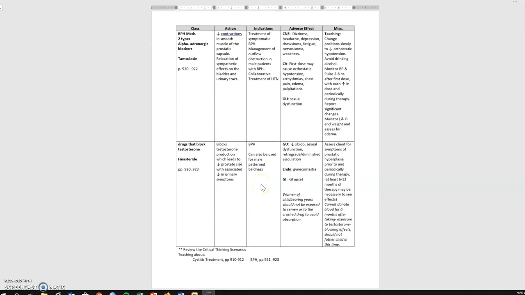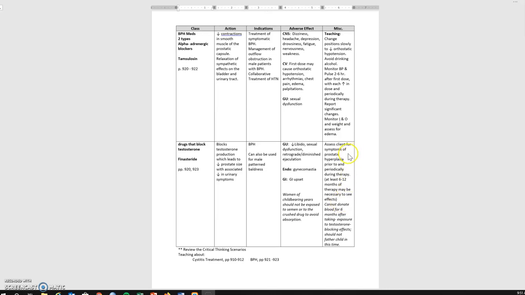Another drug that is used for BPH blocks testosterone, and finasteride is that drug. It decreases the prostate size, which helps decrease the urinary symptoms of BPH. This drug can also be used for male pattern baldness. Adverse effects are decreased libido and sexual dysfunction, gynecomastia, and GI upset. Women of childbearing years should not be exposed to semen or to the crushed drug to avoid absorption, which would impact the fetus.